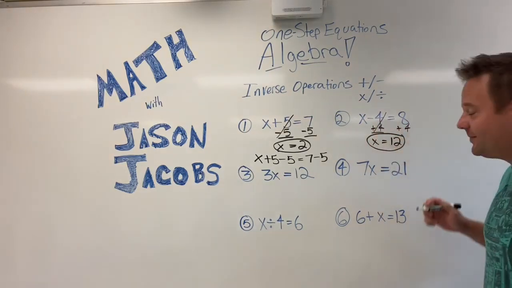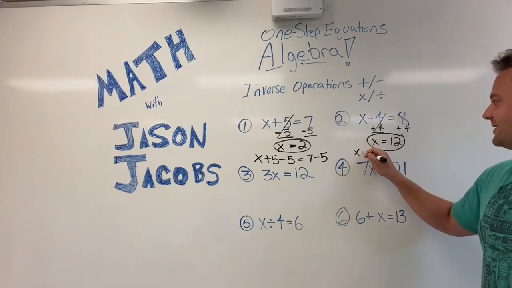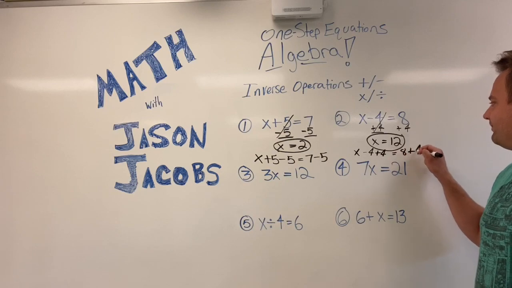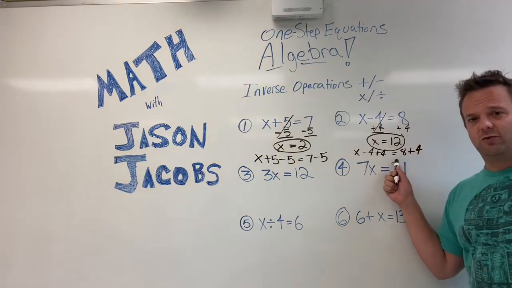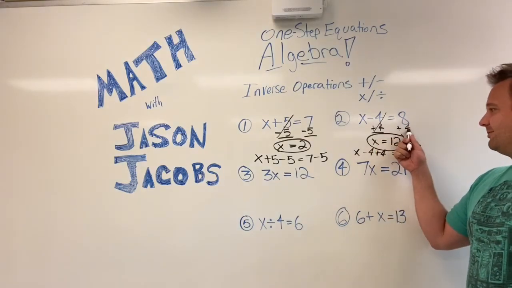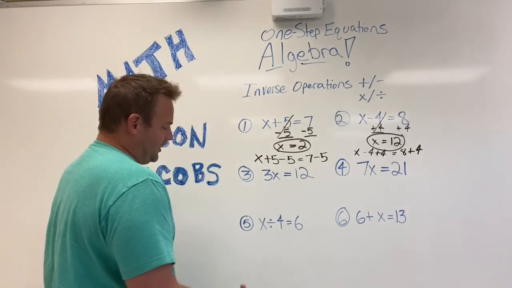And that works out. Now, the way they might have you show your work is this. X minus 4 plus 4 equals 8 plus 4. So that's how you can show your work if you've got to type it in the computer or something like this. I personally really like doing it that way. That's the way I've done it my whole life, and it's served me well.